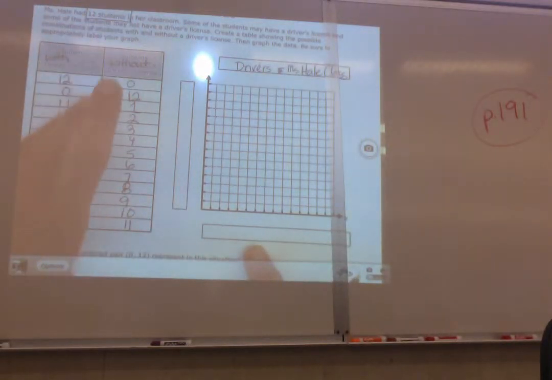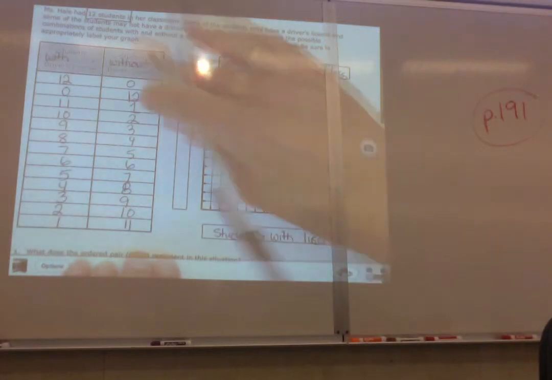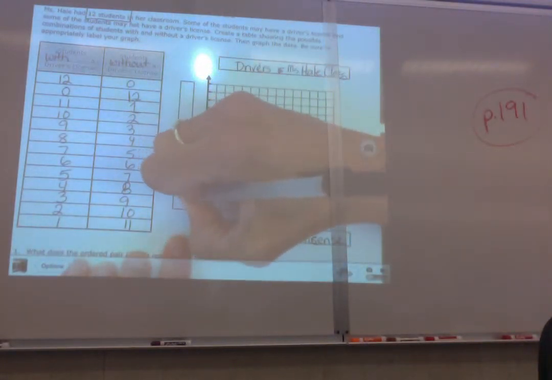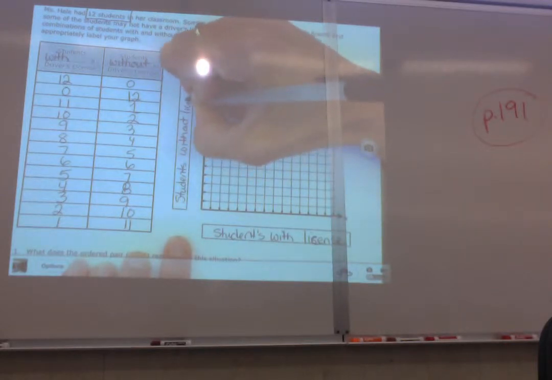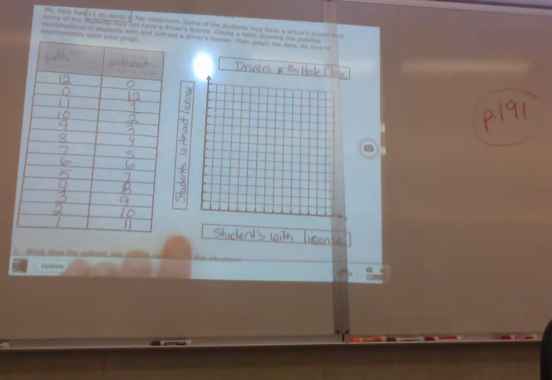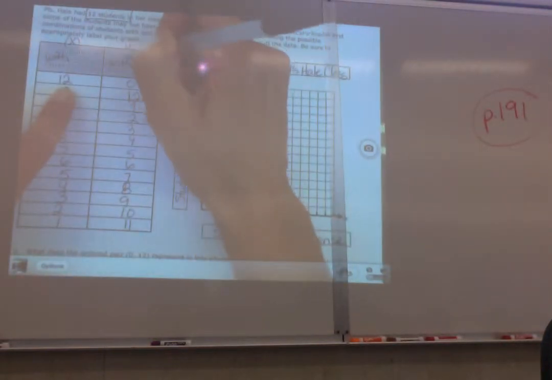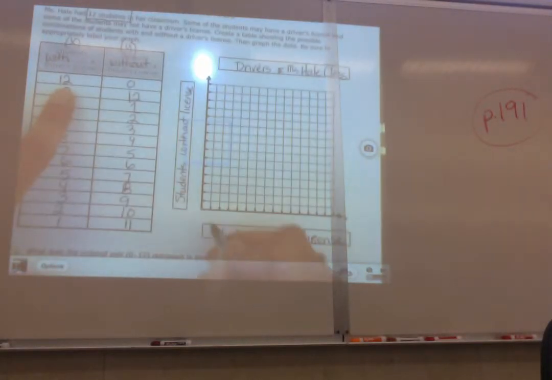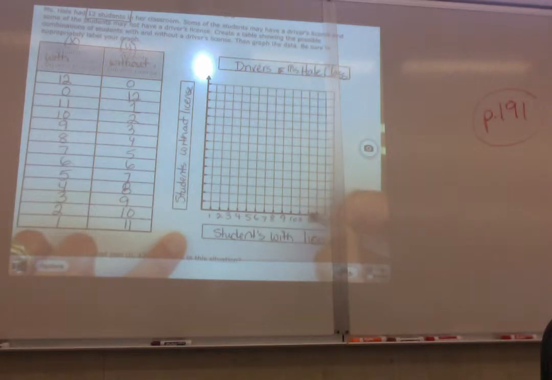Normally, whatever you put in the left-hand column goes along the x-axis. So that's students with. And anything that you put over on the right-hand column, that's the y-axis. So these are going to plot like ordered pairs. 12 is on the x and 0 is on the y. I need some numbers. So 12 on the x and 0 on the y is right here.